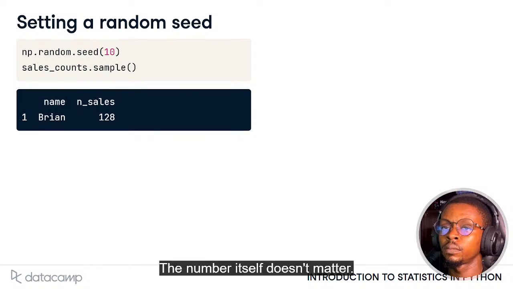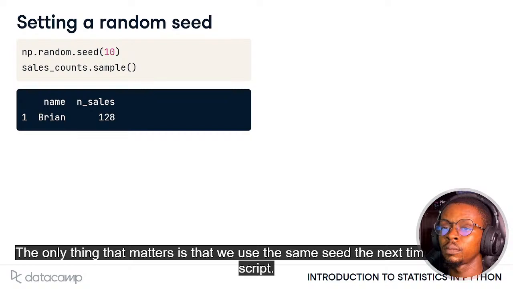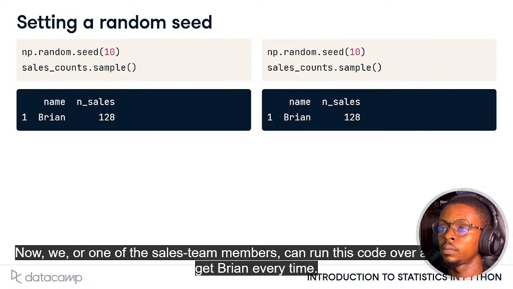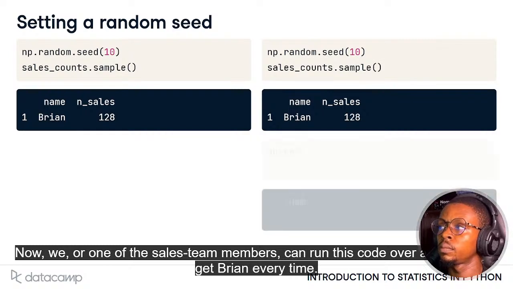The number itself doesn't matter. We could use 5, 139, or 3 million. The only thing that matters is that we use the same seed the next time we run the script. Now we, or one of the sales team members, can run this code over and over and get Brian every time.